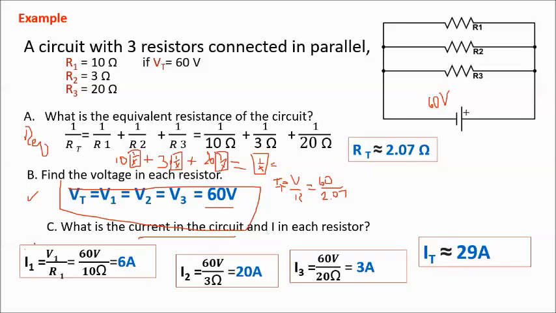Next is I in each resistor. Ibig sabihin, kunin nyo yung I1, I2, I3. To find I1, you have to substitute V1 and use R1. V1 over R1 for I1, V2 over R2 for I2, V3 over R3 for I3. So, nakuha niyo yung value sa I1, 6, I2, 20, I3, 3. To check again if your answer is correct, then add I1 plus I2 plus I3. The total must be approximately the same or equal sa value ng I total.